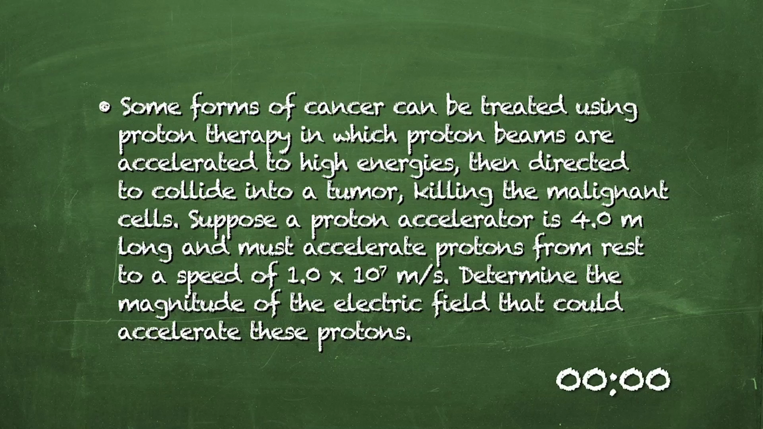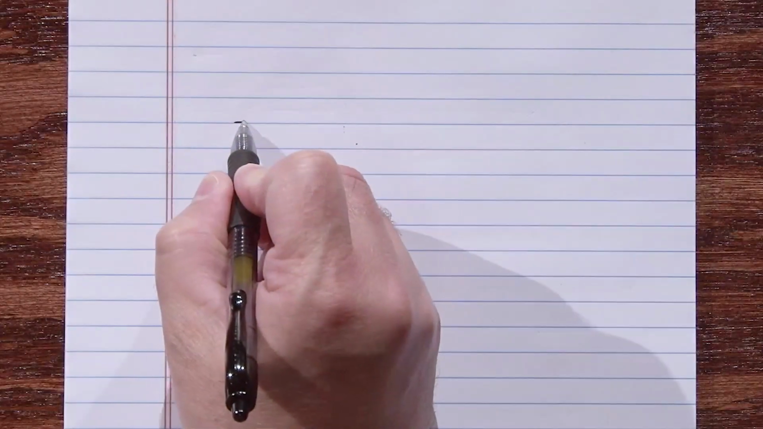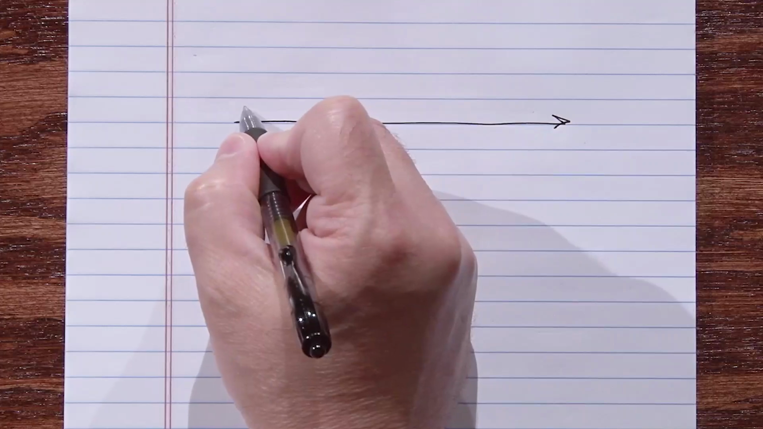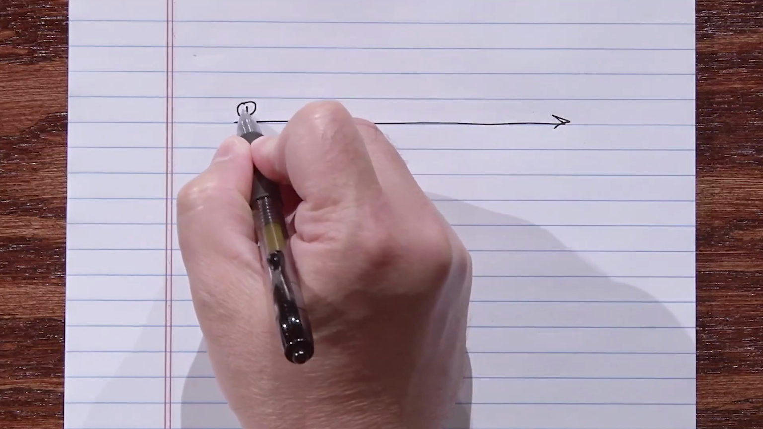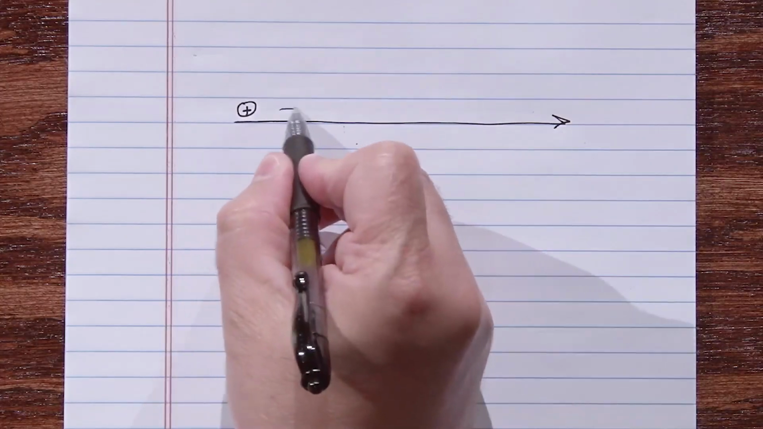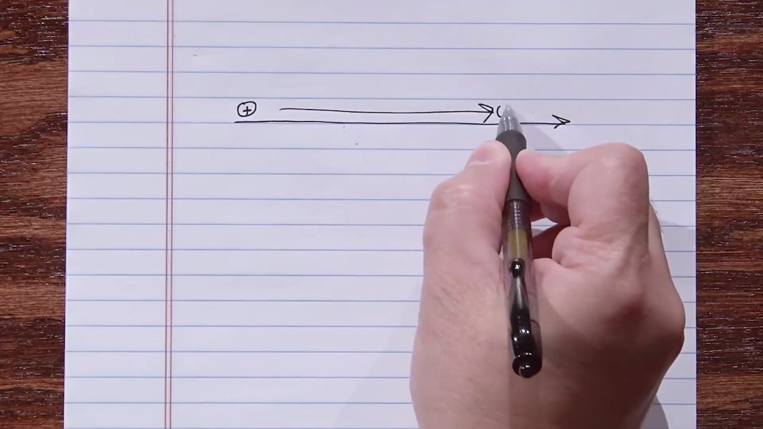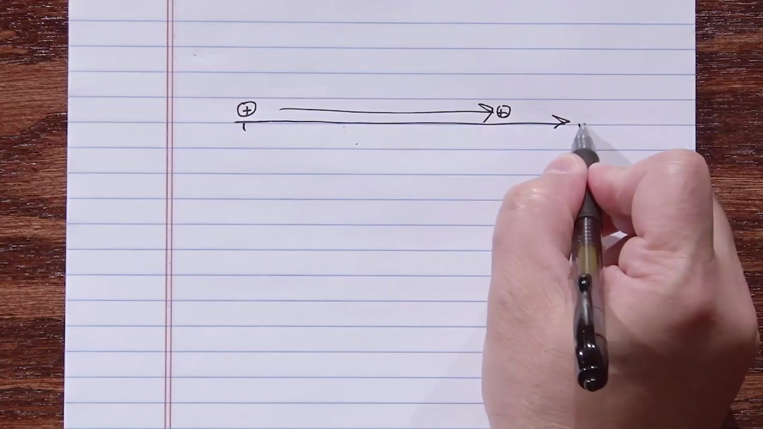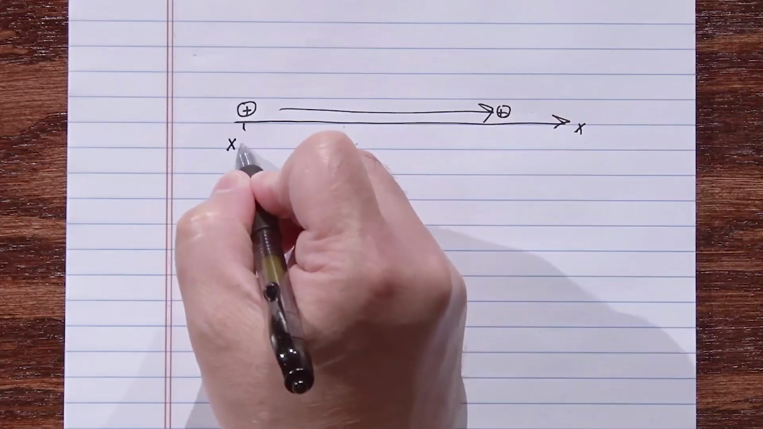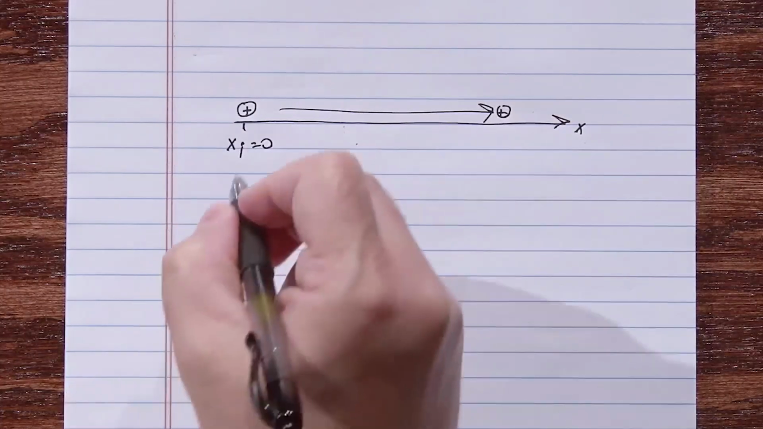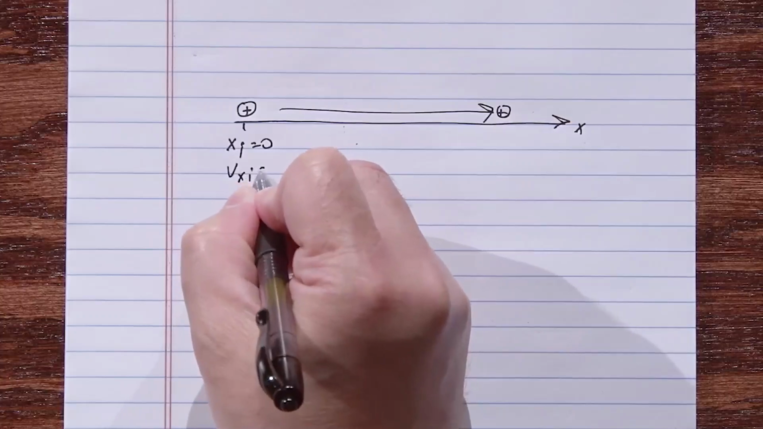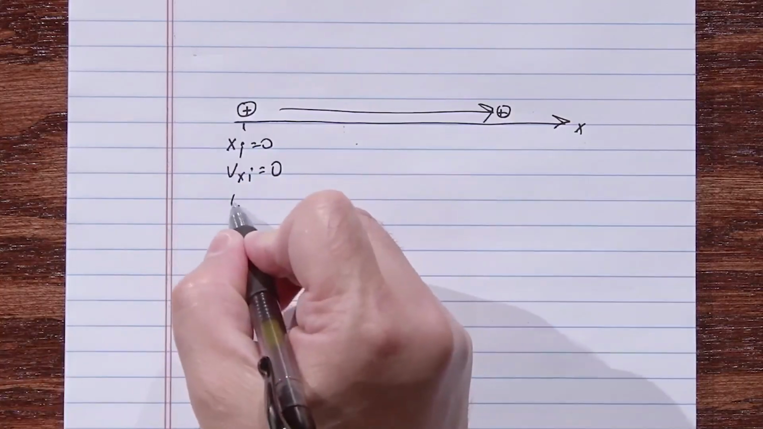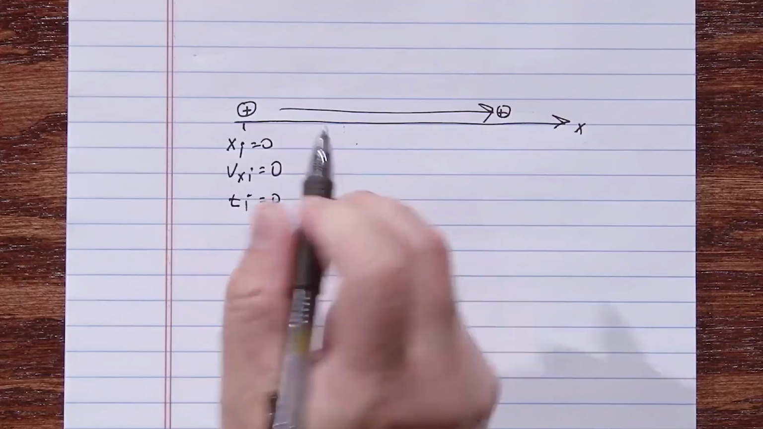Okay, let's draw our diagram. I'll draw my x-axis, and we'll have the protons accelerating in the x direction. There's my proton. It accelerates to here. And this is the x-axis, so we'll call this x initial is equal to 0. Vx initial is equal to 0. We're told that the protons accelerate from rest. T initial, we call that 0 as well.